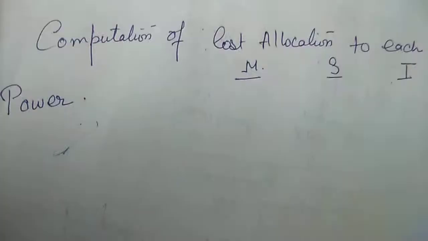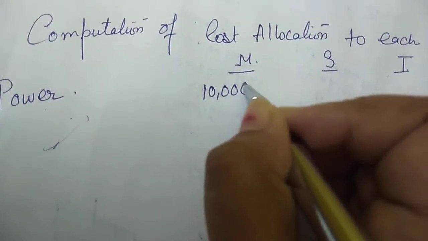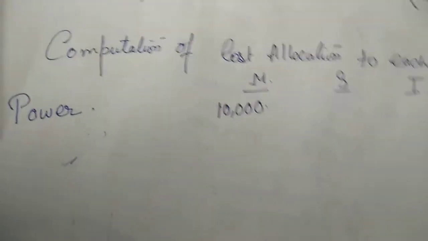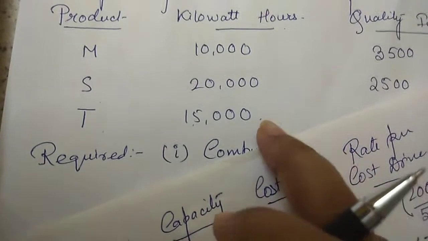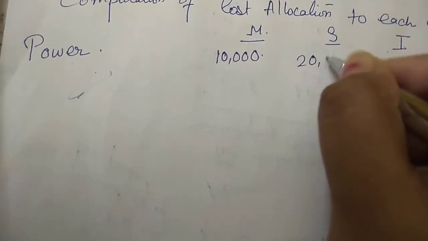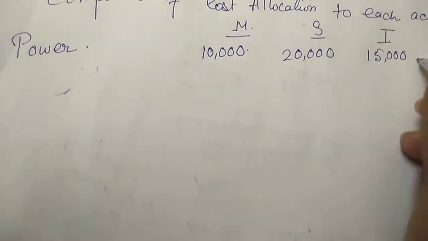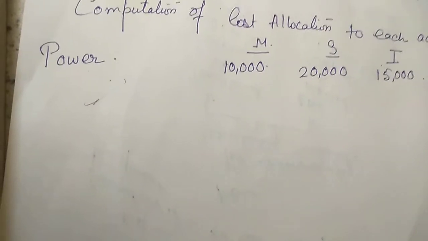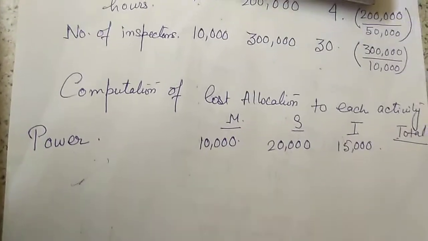Product M consumes 10,000 kilowatt hours. How do you know that? I am showing you once again. Product M consumes 10,000, S consumes 20,000 and T consumes 15,000 kilowatt hours. Now we have to allocate this cost of 4 rupees.